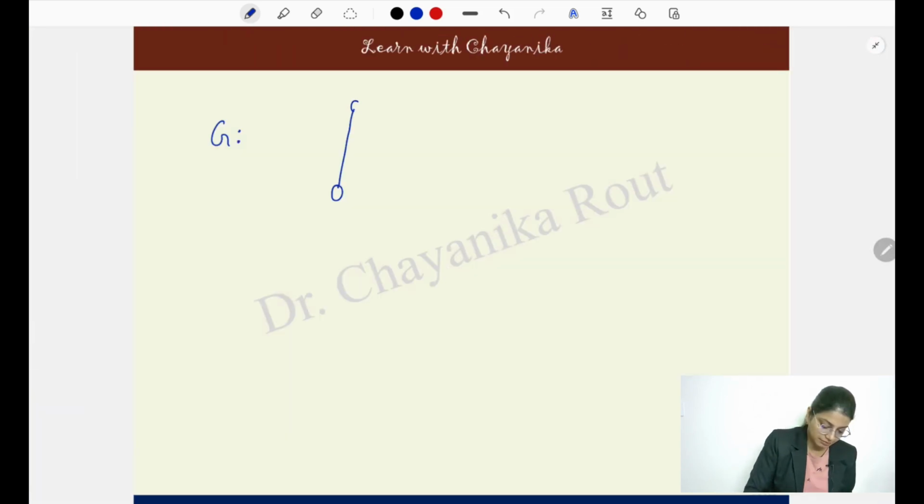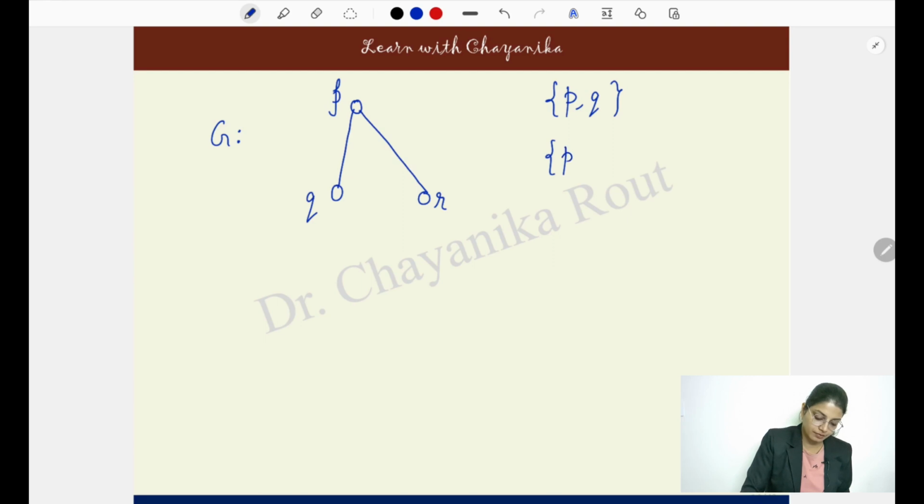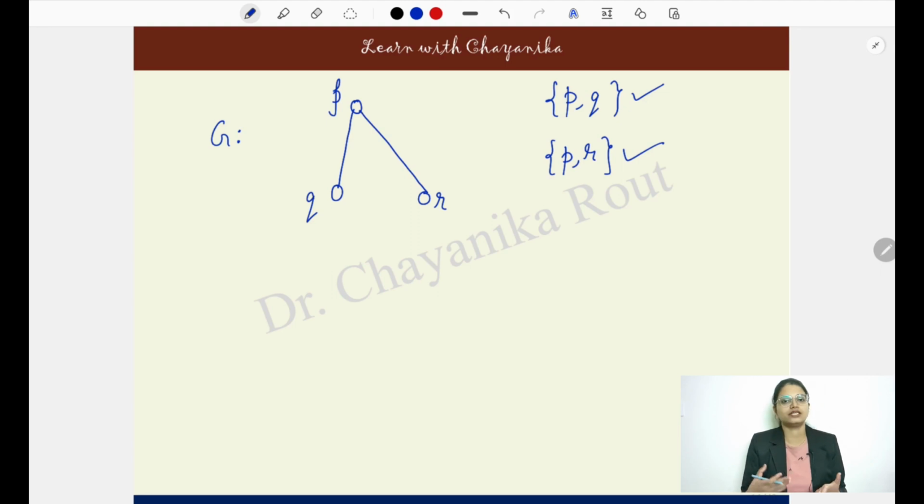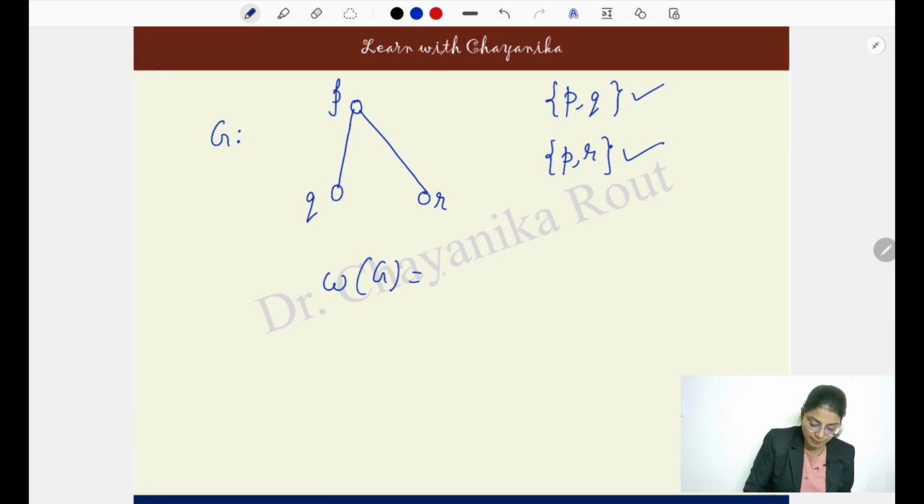Let's take a very simple graph. Labelings are P, Q, R. So what are the cliques here? PQ, PR. We don't have any other clique in this graph. So here these are the maximum cliques, the cliques of the largest cardinality, and they are the maximal cliques also. And here omega(G), or the clique number, will be the size of the maximum clique, that is 2.